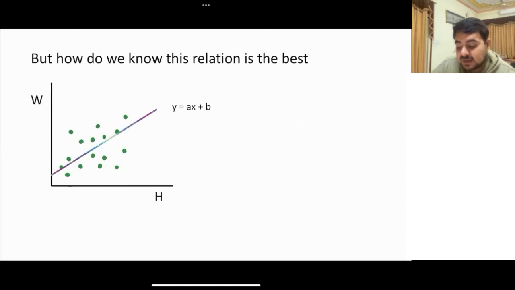For each and every line, whatever value we have for a, which is the slope, and b for the constant, we will get some kind of value for weight when we put some value for height. Okay, this is understandable. Can you relate this with the example?